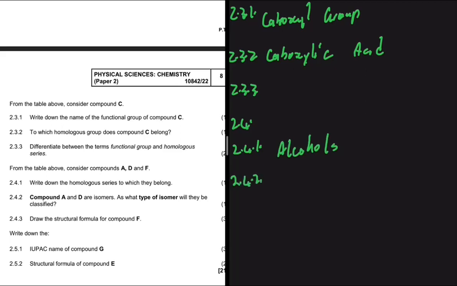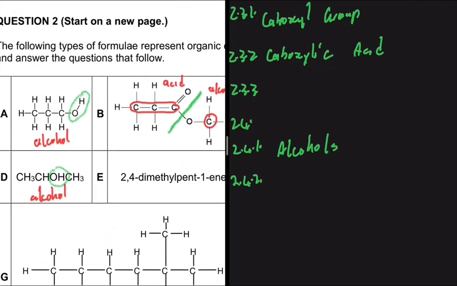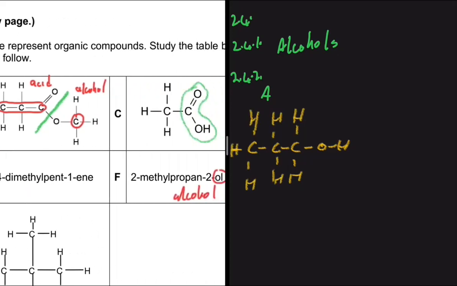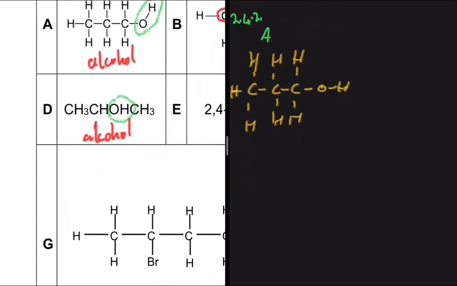2.4.2, compound A and D are isomers. As what type of isomer will they be classified? So let's go to A and D. Let me just write down A real quick for the sake of clarity. So for A, we have something like this. We have hydrogens everywhere else. And then let's look at D. For D, we have a condensed structural formula, which we're going to write in full now.